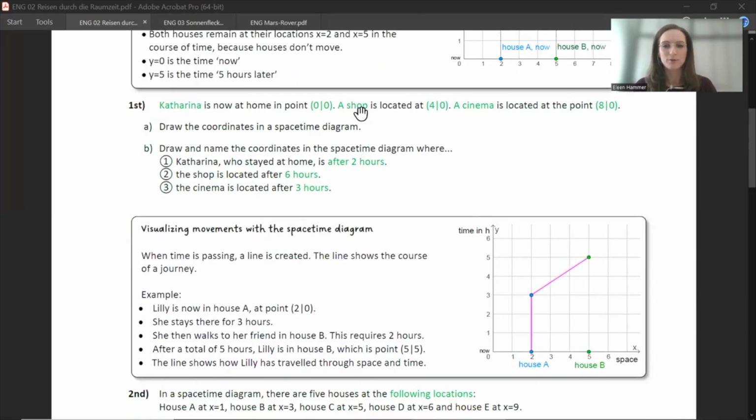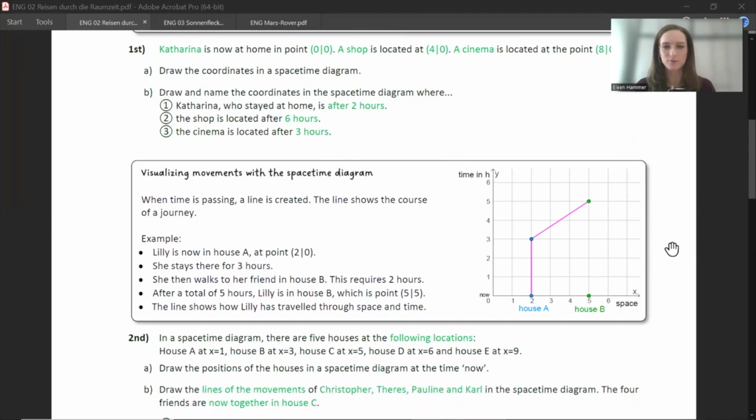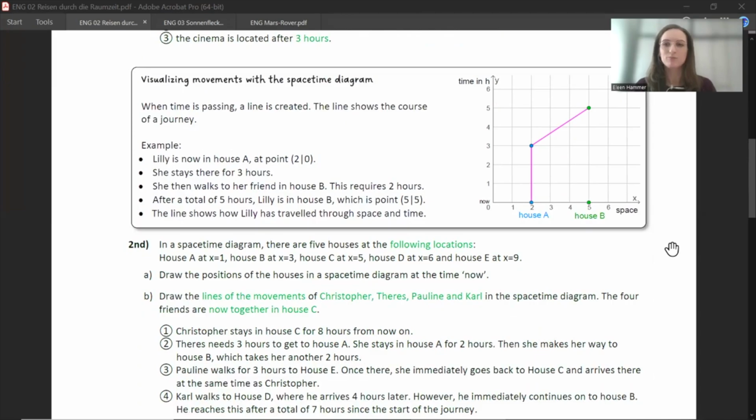We just have 3 locations given, and there's no movement. It's just time passing, and the kids need to draw the points like a couple of hours later into the coordinate system. Then the next step is adding the movement, the change of space. I'm not using the word world line here. I'm just explaining to the kids that as time passes, it creates a line. And when you move your location, it also creates a line.